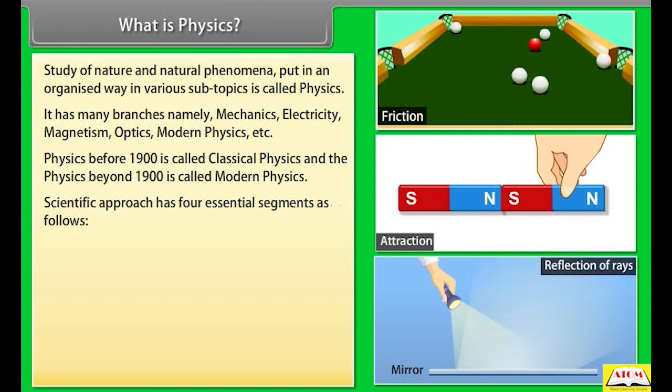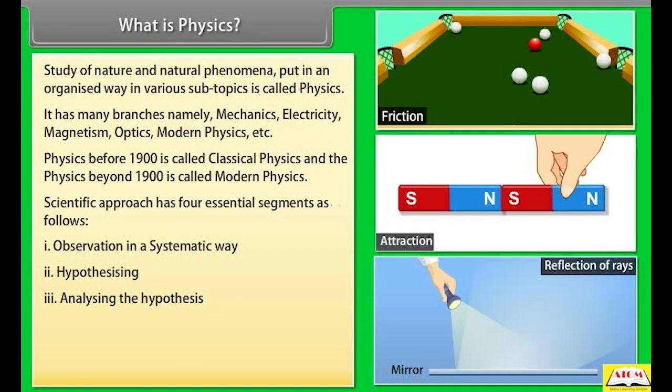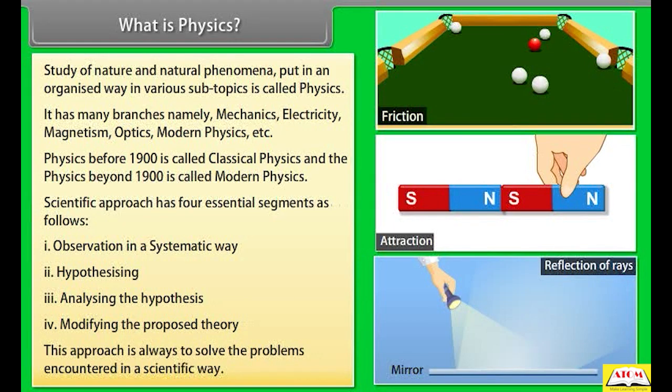Scientific approach has four essential segments as follows. Number 1. Observation in a systematic way. Number 2. Hypothesizing. Number 3. Analyzing the hypothesis. Number 4. Modifying the proposed theory. This approach is always used to solve the problems encountered in a scientific way.